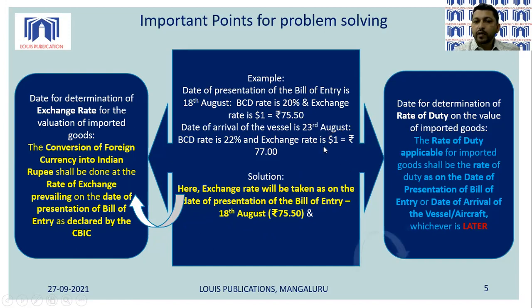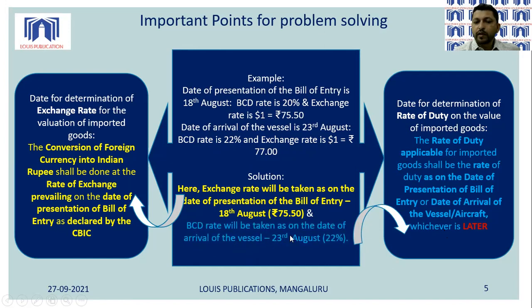So if we calculate, 23rd August is the latest. And on that date, the BCD rate is 22%. So 22% will be taken as the basic customs duty rate for our computation. So the BCD rate will be taken as of the date of arrival of the vessel, that is 23rd August, and the rate is 22% and not 20%.